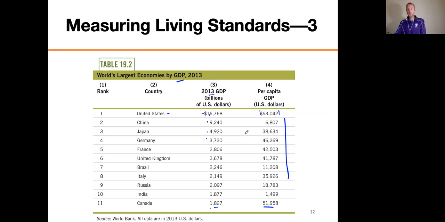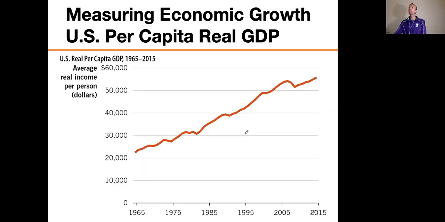It's not super accurate for everybody, but it's our best guess, our best look at things. Okay, and so clearly this number changes over time. If you look at us from 1965 to 2015, you see that our average per capita GDP was around 23,000 in 1965. Now, as of 2015, we're at about 55,000, right? So it's almost doubled during that same period of time.